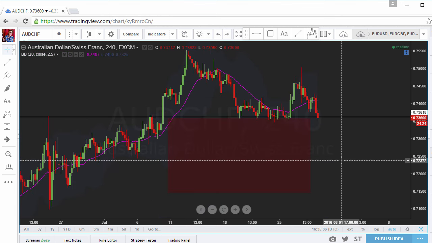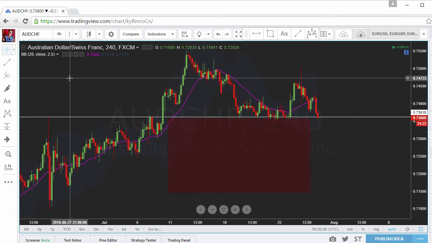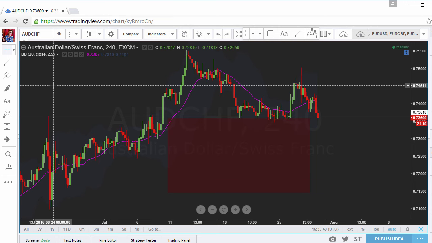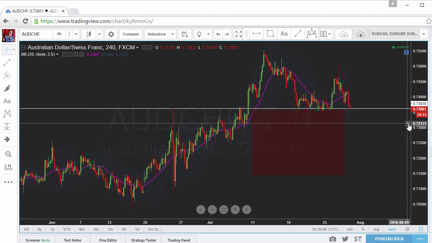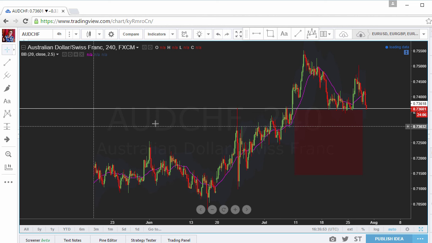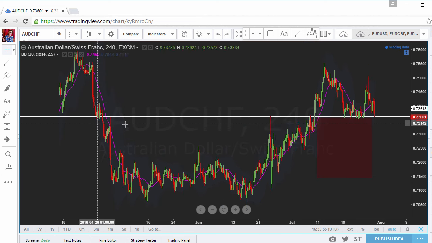signal. If you've been following my Sunday analysis, here's another one that I outlined, and this setup is unfolding right now. The Australian Swiss franc, we marked this very nice support and resistance area. 0.7361 is support and resistance previously.